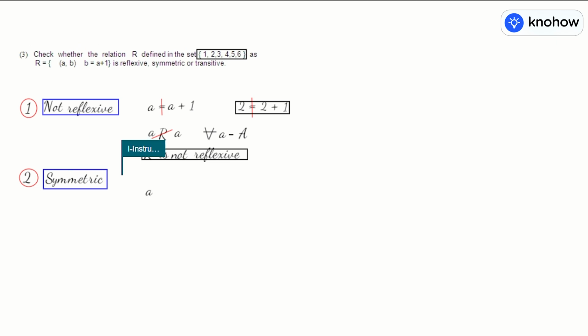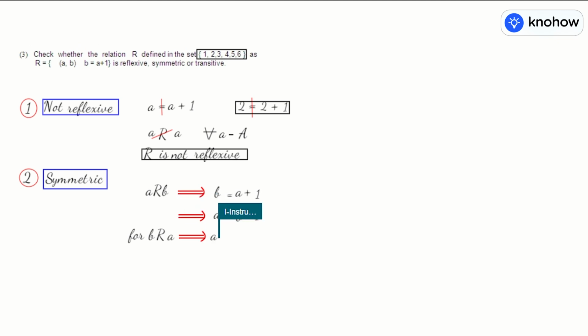If A is related to B, that means A equals B plus 1. Sorry, make a correction. If A is related to B, that means B equals A plus 1, or from here it implies that A equals B minus 1. But for B to be related to A, it should be equal to B plus 1, which is not true, which is not equal.